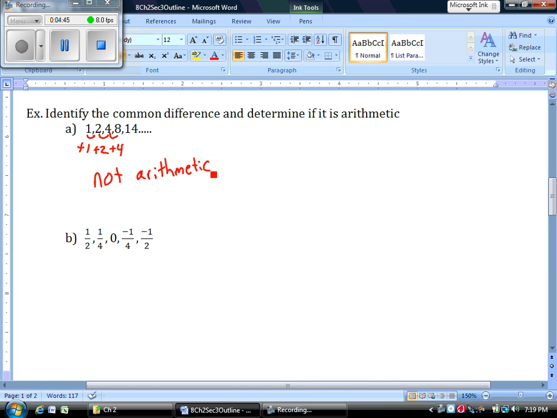Okay? If I look down at B, to go from 1/2 to 1/4, I know I went down a 1/4. To go from a 1/4 to 0, I went down a 1/4. To go from 0, I went down a fourth again, and here I went down a fourth again. So my common difference is negative 1/4, and this is arithmetic.